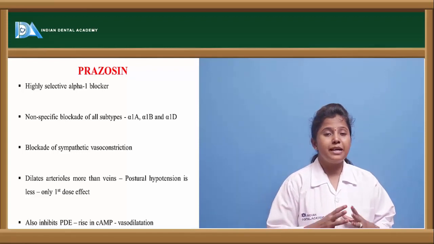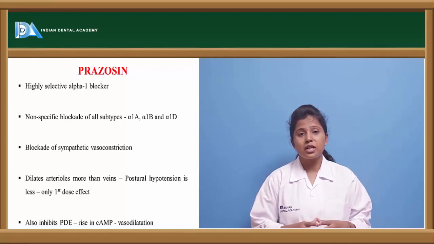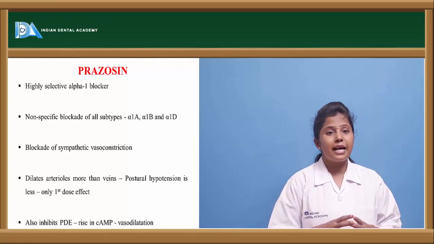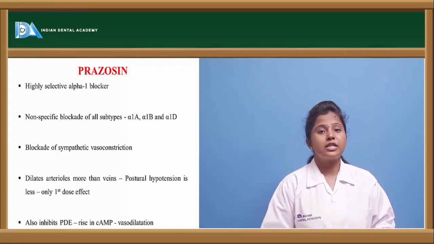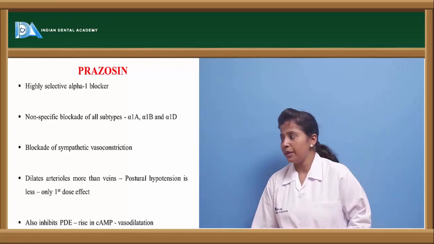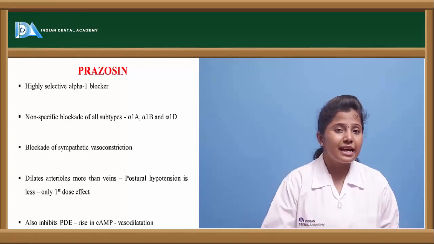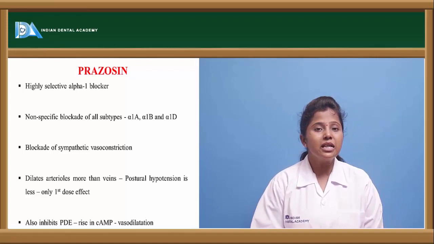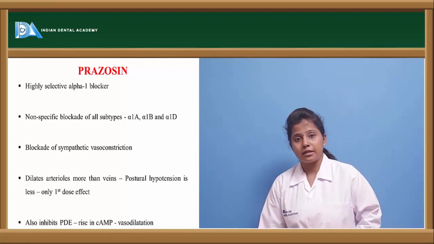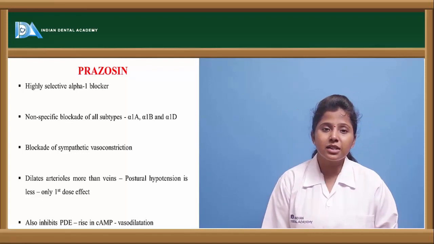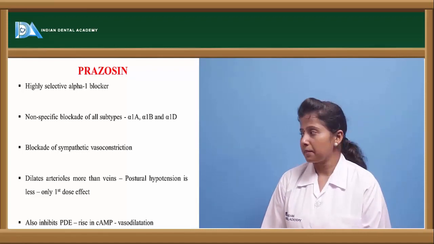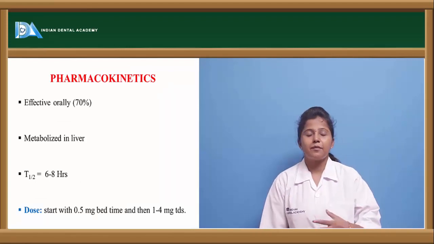So PDE is an enzyme which is used in the conversion of ATP to cyclic AMP. If it inhibits the phosphodiesterase enzyme, cyclic AMP levels will be increased, and this cyclic AMP is one of the mediators used in vasodilation. So here, because of the increase in cyclic AMP levels, vasodilation occurs because of the blockade of this phosphodiesterase enzyme. Let's see the pharmacokinetics.